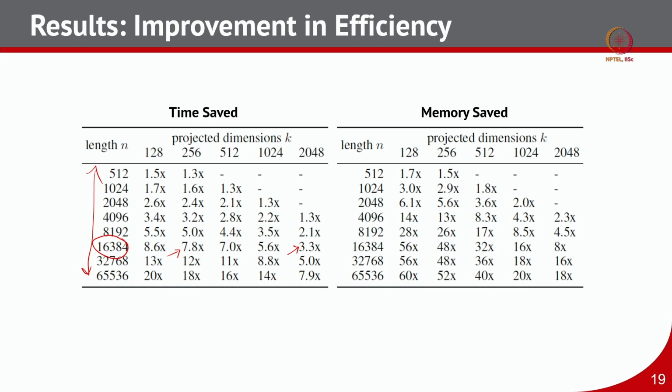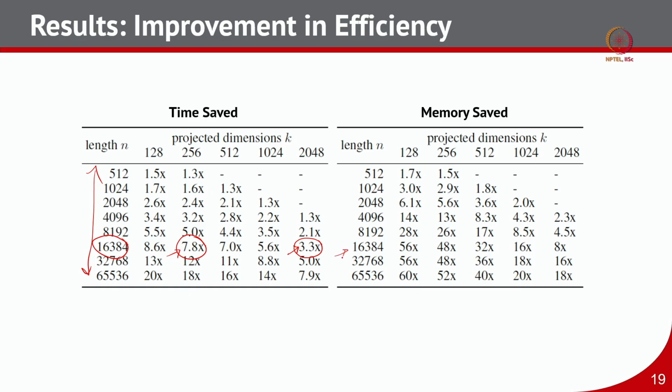So, the k is becoming lower, right. Sorry, I just mixed up. 2048 is the higher one, but overall what I wanted to say is there. If we project onto 2048 dimension, the time saved is 3.3, but if we project into a lower dimension, then our time saving is higher, 7.8, right. The similar story is there in the memory saving also.